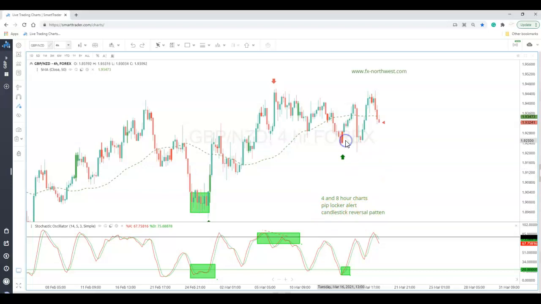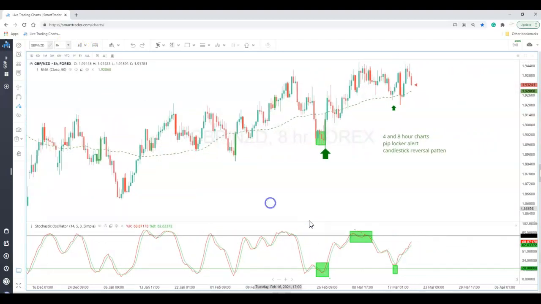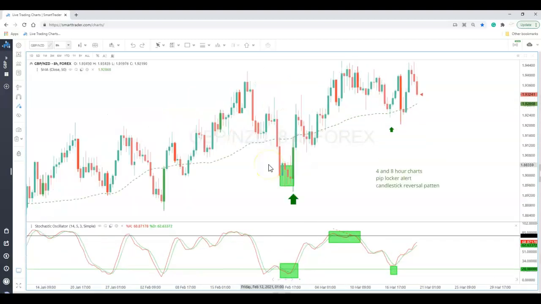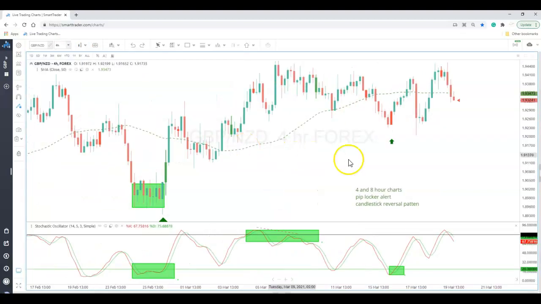Here is a bullish engulfing candle on a 4-hour chart. Notice the stochastic is oversold. I switch over to the 8-hour chart. Stochastics is also oversold. And we have another candlestick pattern here, which is a hammer. And the entry is on the 4-hour chart. And in this trade, 120 pips before it collapsed.